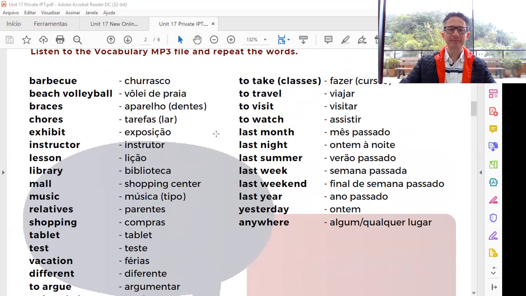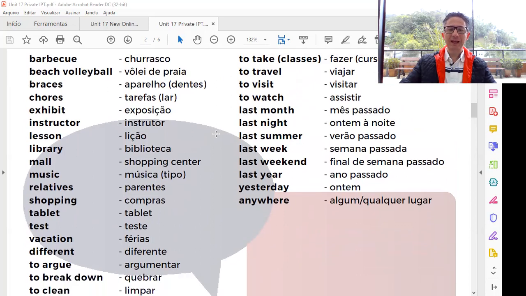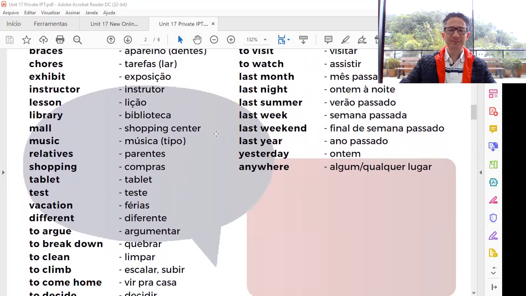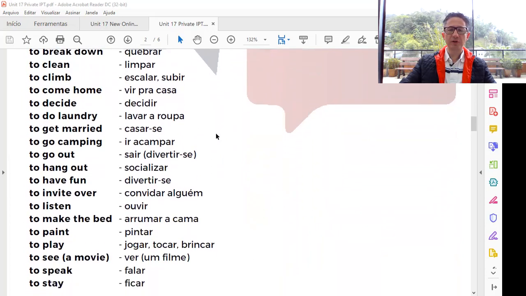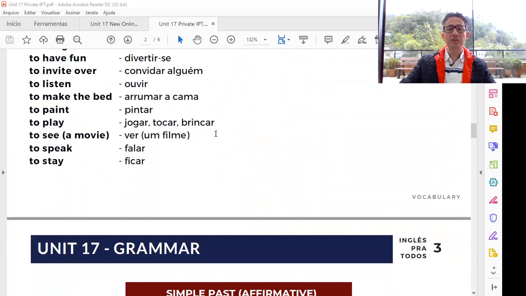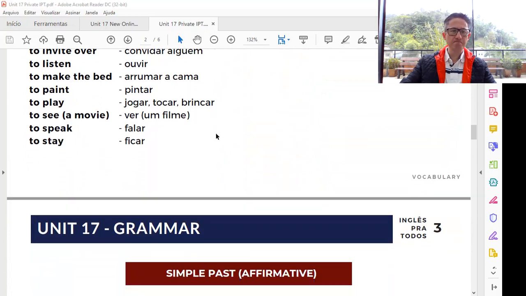last month, last night, last summer, last week, last weekend, last year, yesterday, anywhere. All right, so this is our vocabulary for Unit 17. Don't forget you have the audio file that you can download to practice all the pronunciation, okay?